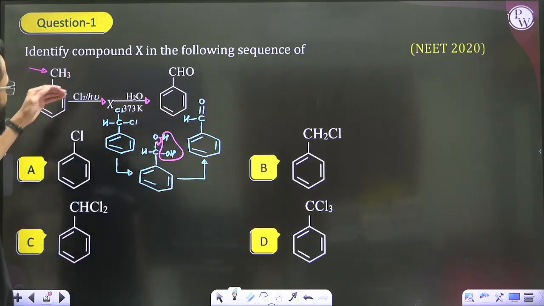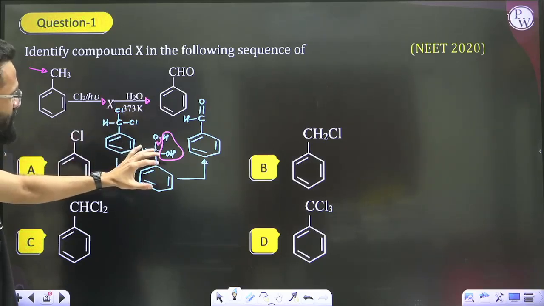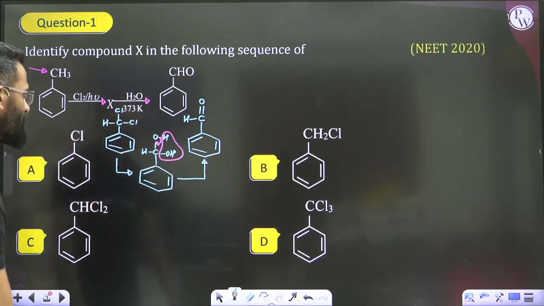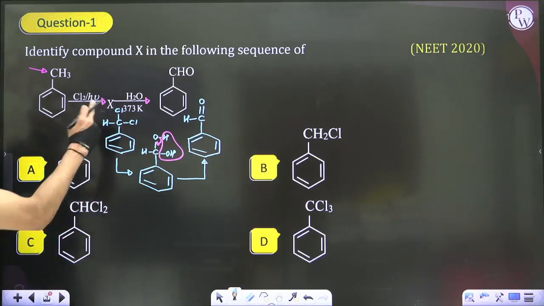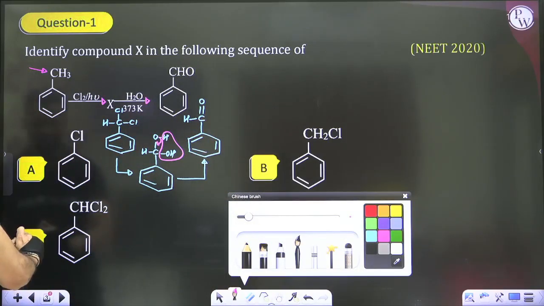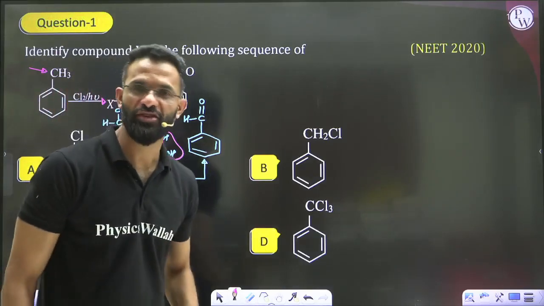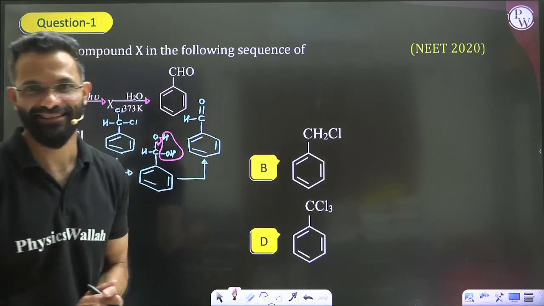So toluene upon chlorination produces a disubstituted product, which upon hydrolysis will give you a diol, and eventually we get benzaldehyde. So X, which they are asking us in the question, is nothing but CHCl2. That is question number 1 from the chapter aldehydes, ketones and carboxylic acid.